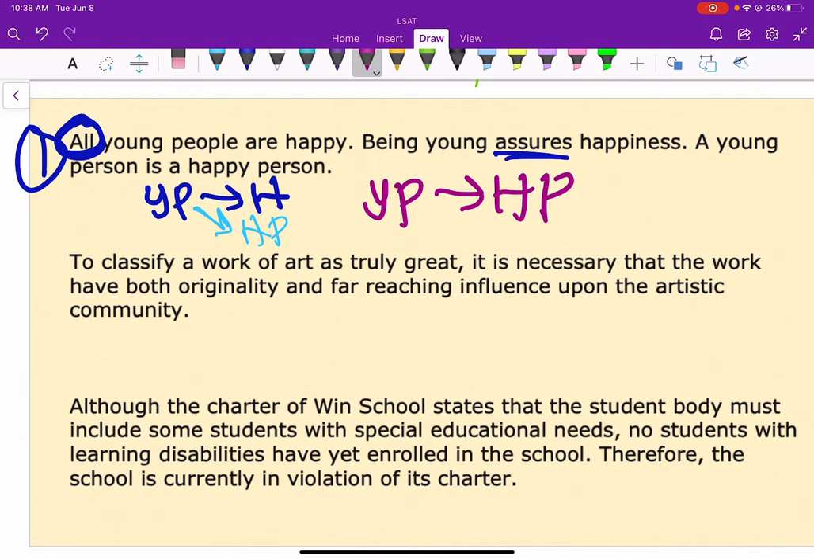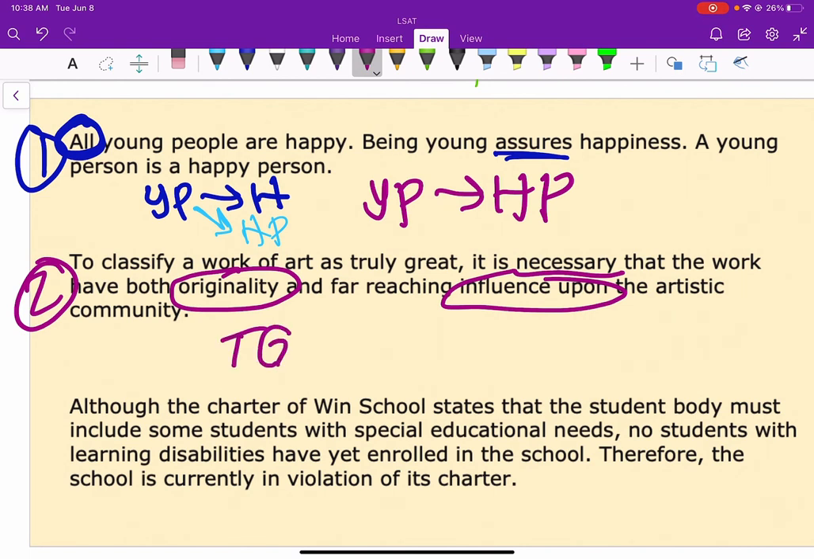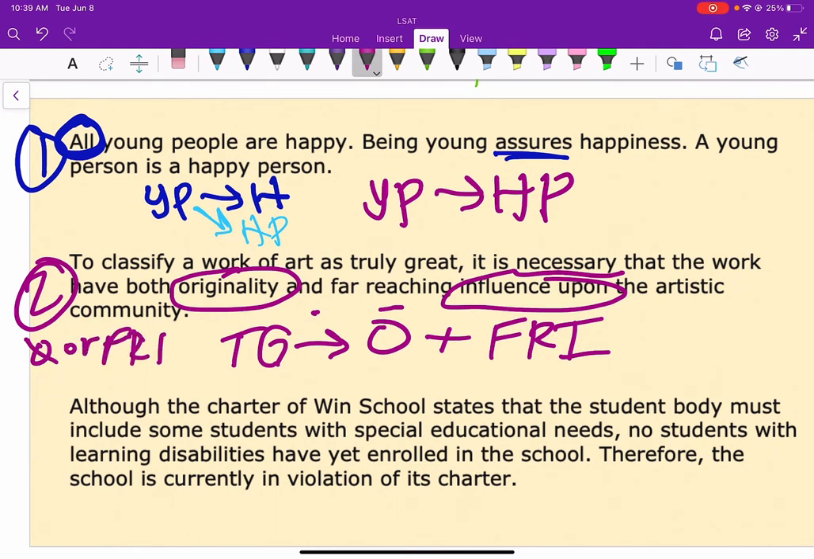Hopefully we caught that. And then for number 2, it says to classify a work of art as truly great, it is necessary that the work have both originality and far-reaching influence upon the artistic community. All right, so to classify a work of art as truly great, that work of art must have both of these things. So it must have originality and it must have far-reaching influence. And so if it doesn't have just one of those things, so if it doesn't have originality or it doesn't have far-reaching influence, then it can't be truly great.